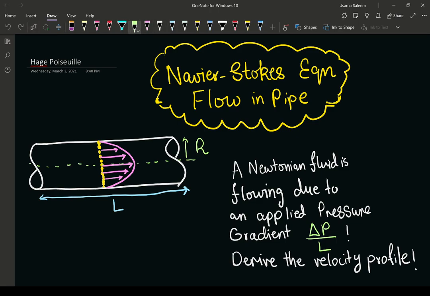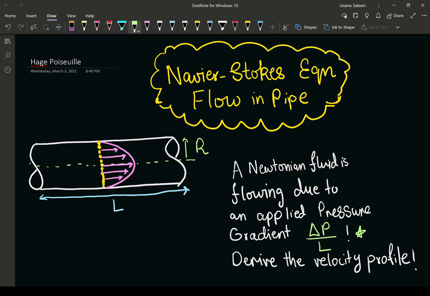As I've written here. When you're solving problems using the Navier-Stokes equation, it's good practice to figure out what is causing the flow. The flow can be caused by gravity, by an applied pressure, or by shear. I'll link Dr. Victor Ugaz's video in the description, in which he talks about that.